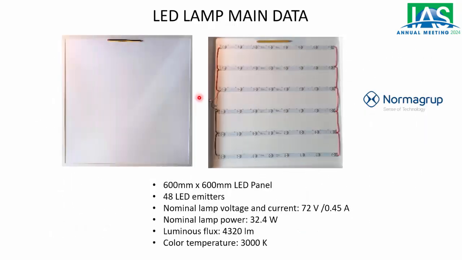So this is the LED lamp that we have used in this work. It is an LED lamp from Norma Group company, and these are the dimensions: 600 millimeters by 600 millimeters. It has 48 LED emitters. The voltage is 72 volts and 0.45 amperes, so the nominal power is around 32 watts. Luminous flux 4320 lumens, and color temperature 3000 Kelvin.